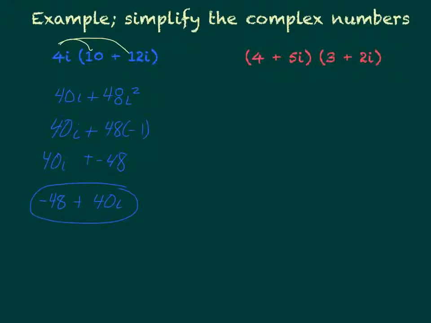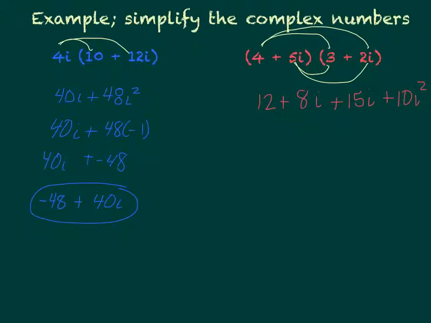And the last one, this one, two complex numbers that have both a real part and an imaginary part. So we have to actually FOIL it out. So first, outside, inside, last, giving me 4 times 3, which is 12, plus 4 times 2i, which is 8i. 5i times 3 is a 15i, and then 5i times 2i is 10i squared.